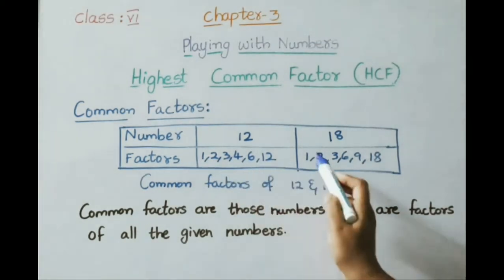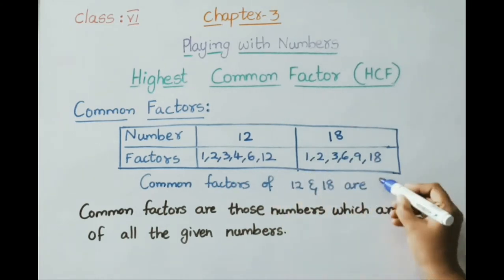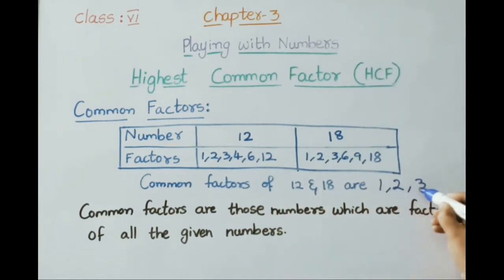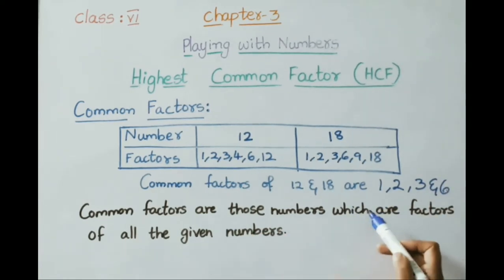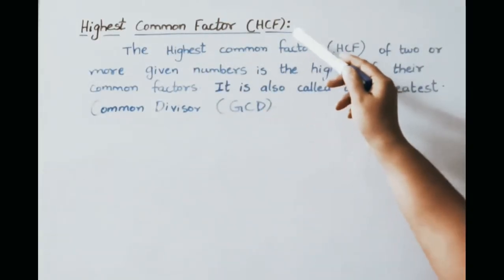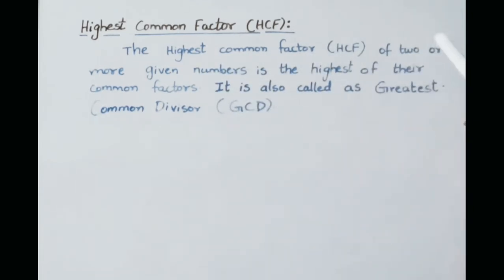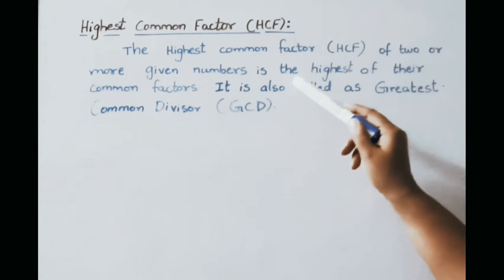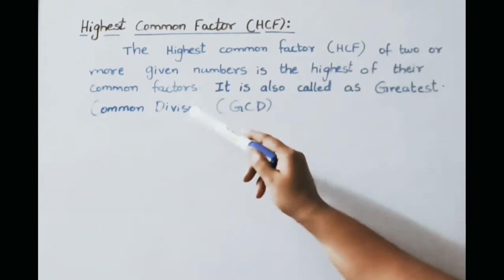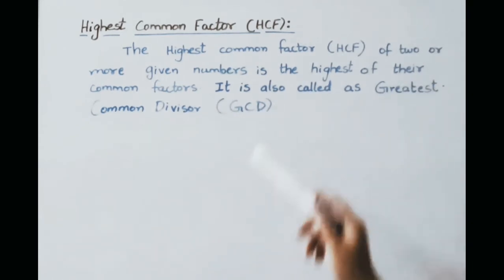So which are common factors here? 1, 2, 3 and 6 were common. So write down 1, 2, 3 and 6 as common factors. Common factors are those numbers which are factors of all the given numbers. See the definition of a highest common factor, that is called as HCF. The highest common factor HCF of two or more given numbers is the highest of their common factors. It is also called as greatest common divisor GCD.